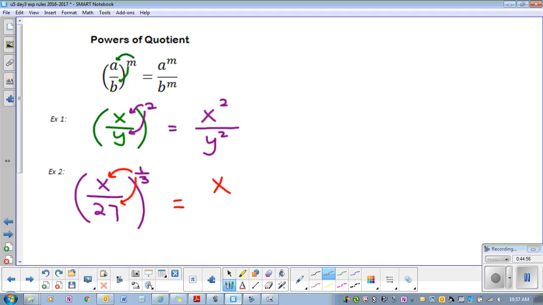So then that would be x gets a 1/3 power. And then what? On the bottom, 27 gets a 1/3 power. But on the bottom, guys, that's all numbers. You gotta put it in the calculator, see if you get a nice non-decimal answer on the bottom. What is 27 to the 1/3 power? It's 3 again. 3.